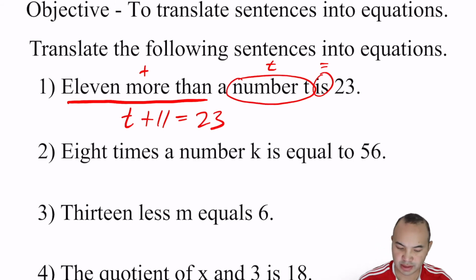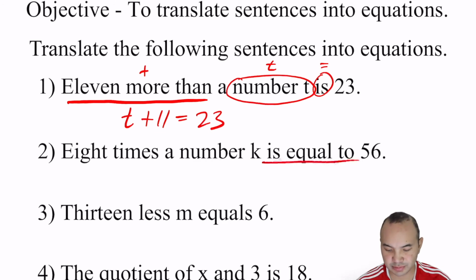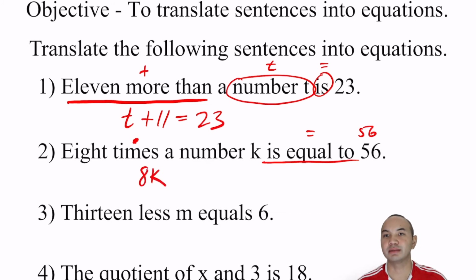Let's try number 2. 8 times the number k is equal to 56. So is equal to, that's obvious right there, and then 56. 8 times a number, so that's going to be your dot. 8 times the number k, so 8k. You don't have to write the multiplication symbol, it's just 8 next to a variable, that means you're multiplying, is equal to 56.